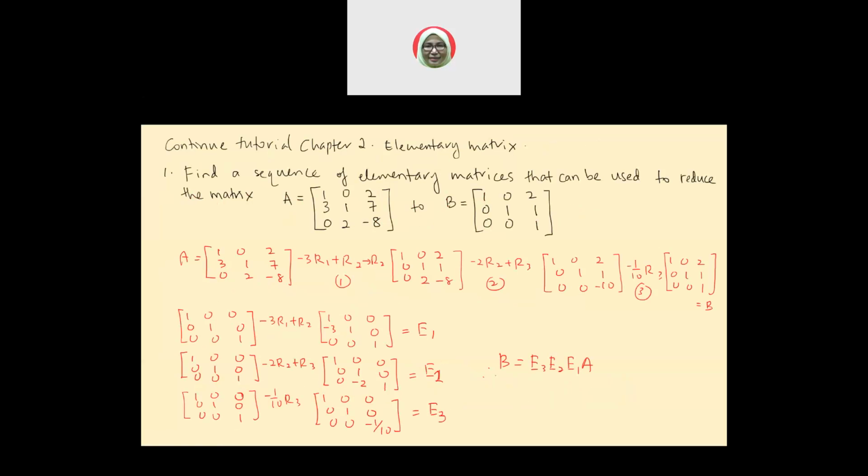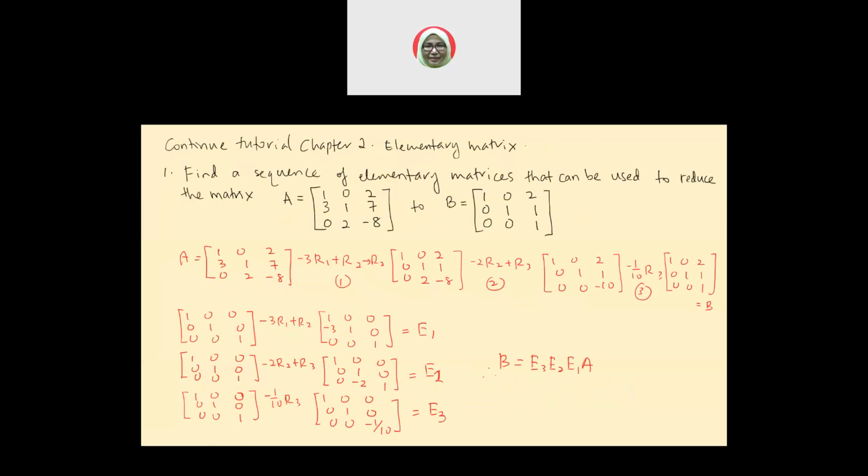Alright, then we finish exercise 2.5. Next, we continue the tutorial for chapter 2, elementary matrix. I hope you are ready with your answer for this question. Number 1: find a sequence of elementary matrices that can be used to reduce matrix A to B.